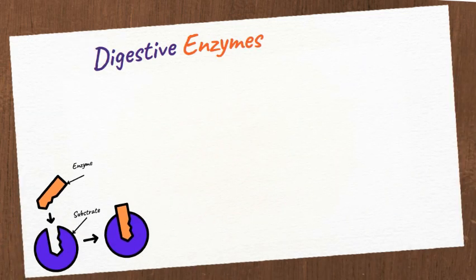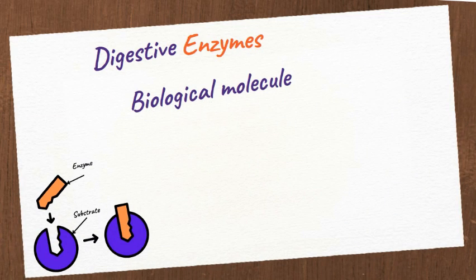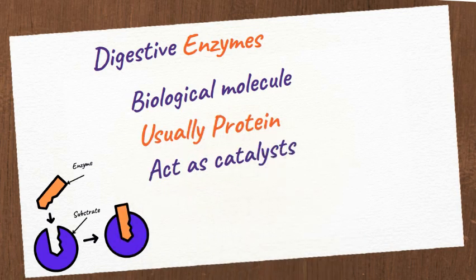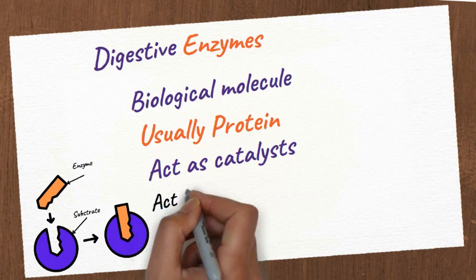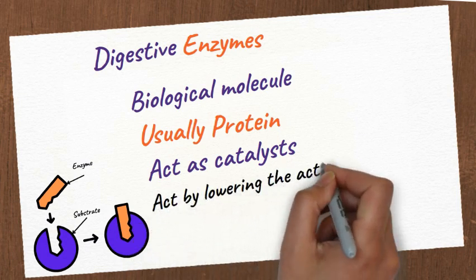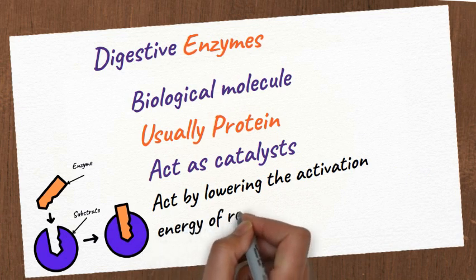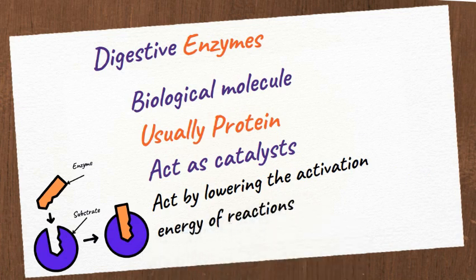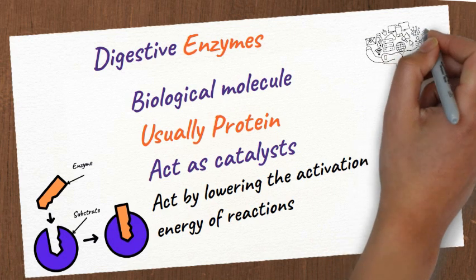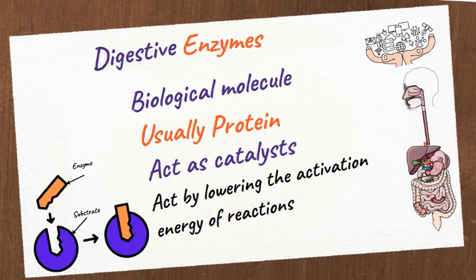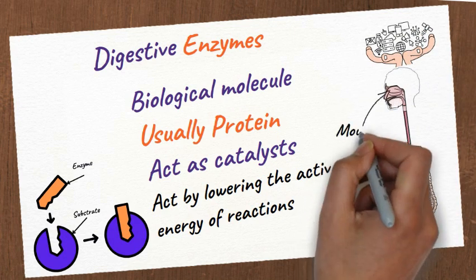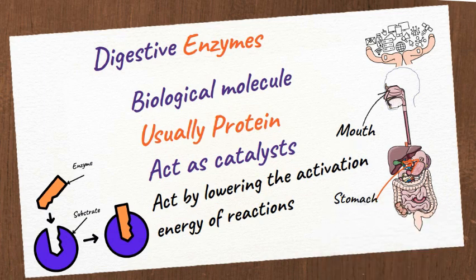An enzyme is a biological molecule, usually proteins, that act as catalysts in living cells. They speed up chemical reactions without being used up in the process. This is possible because they act by lowering the activation energy of reactions. Think of them as tools used to make things run efficiently. Digestive enzymes can be found in the mouth, the stomach, and the small intestine.